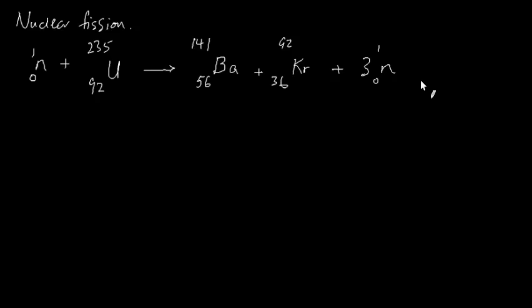And as well as these products, it will release an amount of energy in the form of kinetic energy of these products. It will release, I'll just add it in here, 205.5 mega electron volts. So one nuclide of uranium-235 would release this amount of energy.